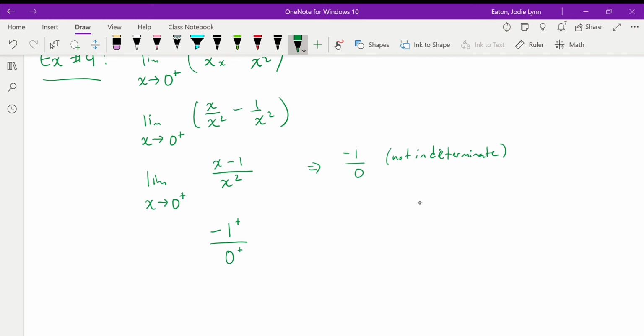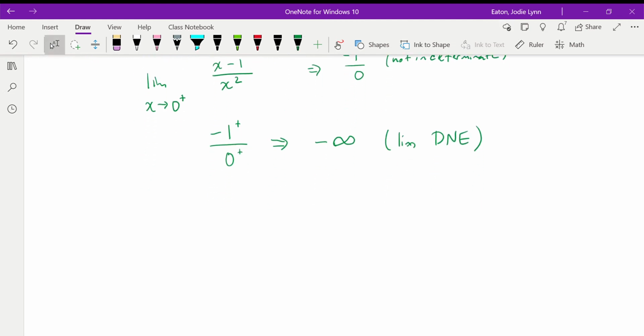So we have a negative over a very, very small positive. So this is going to go to negative infinity. So the limit does not exist, but we're using the shorthand saying that it is negative infinity because that means that as we approach from the right-hand side, the y values start to decrease and continue decreasing infinitely.